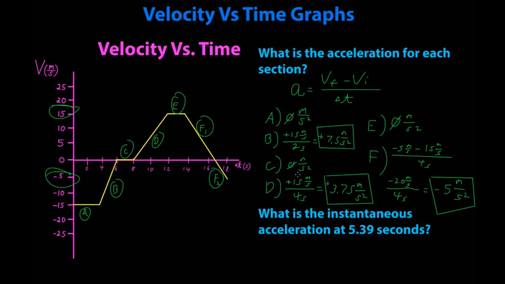And we already have the slope of that entire line. It is right here. So the instantaneous acceleration at 5.39 seconds is going to be positive 7.5 meters per second squared. That is also going to be the acceleration at 4.2, 4.3, 4.4, or 4.5 seconds, anywhere between 4 and 6 seconds, because the slope is not changing between those 2 points. All right, let's talk about one more question.